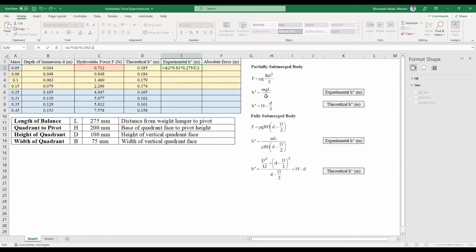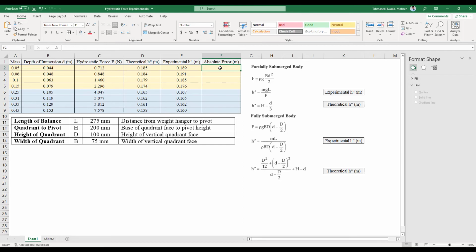And this equation has force in the denominator. You can see that I have referred to force over here, and calculate this by dragging it down. And lastly, I want to calculate experimental H double prime for fully submerged body, which would be this equation, and this is the equation for that. I'm going to drag it down.